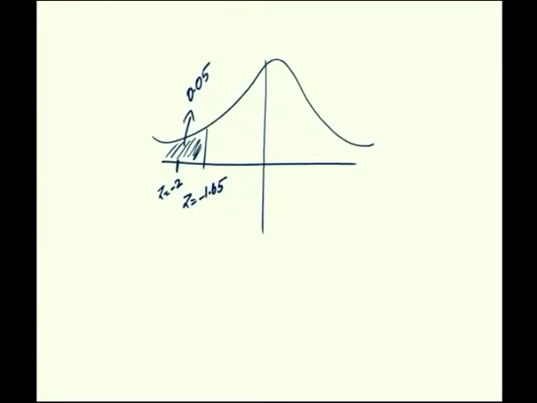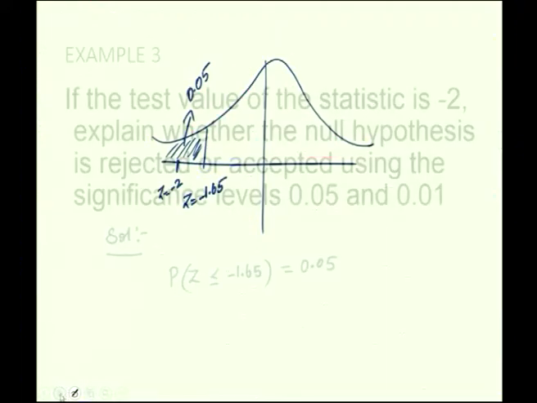We want to test whether, corresponding to this statistic value of -2, the null hypothesis is accepted or rejected. Now, the test hypothesis value is -2 and since it lies in the rejection region, we say that the null hypothesis is rejected at 0.05, isn't it?